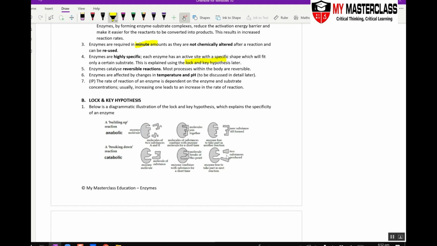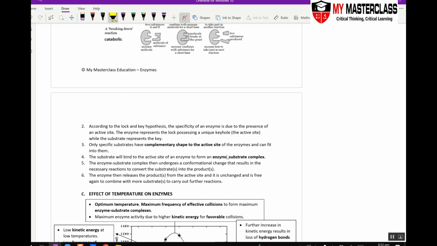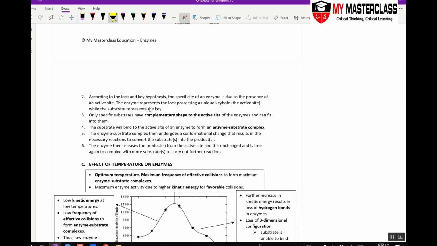Okay, so be very careful of the products that are being released, the shape of it, because it can be penalized. Now, as we move on to here, so lock and key hypothesis, the specificity is due to the presence of the active site.